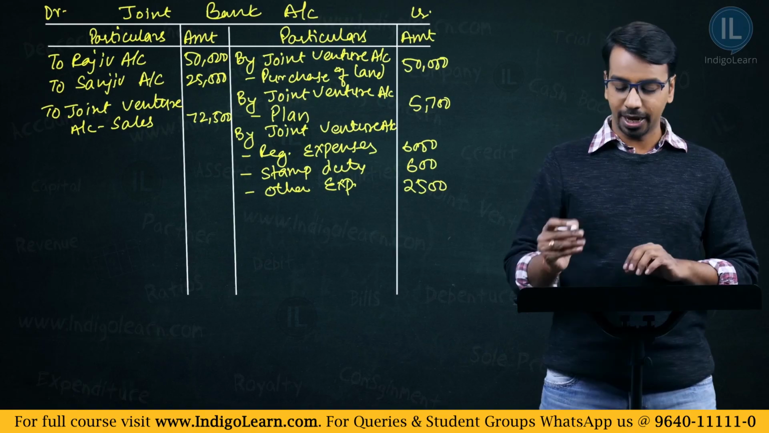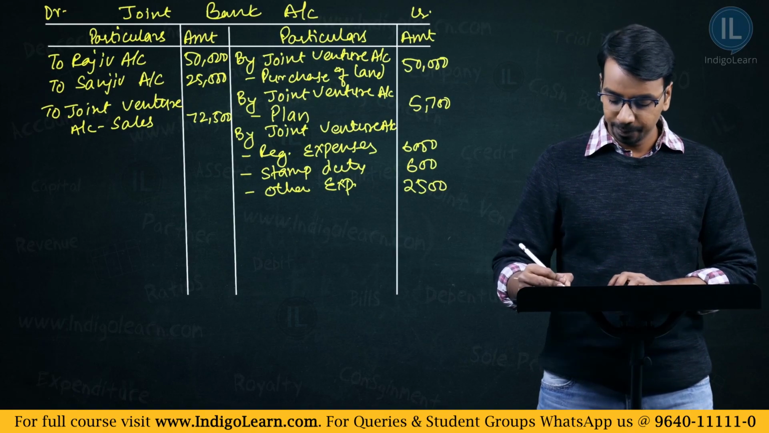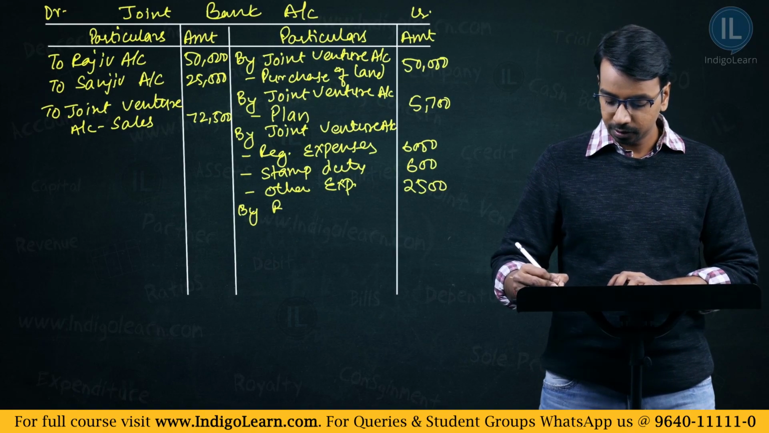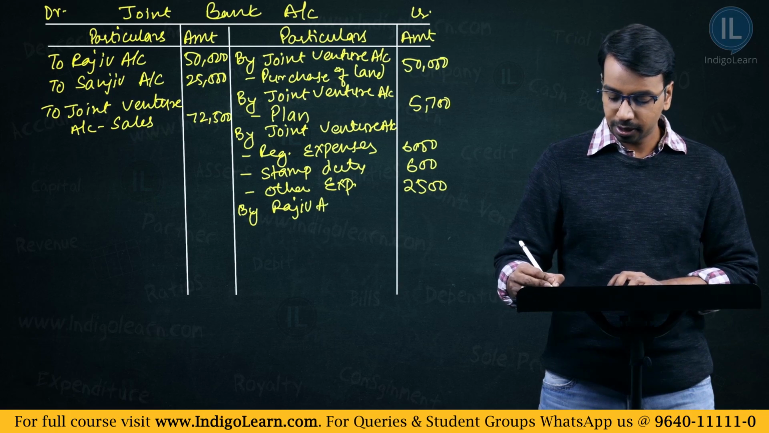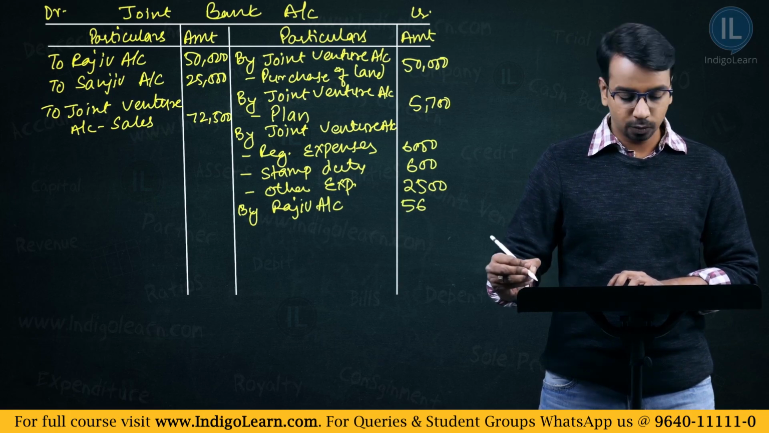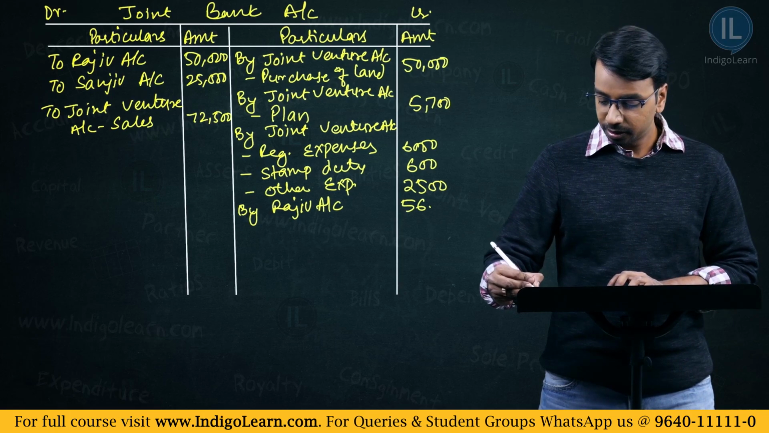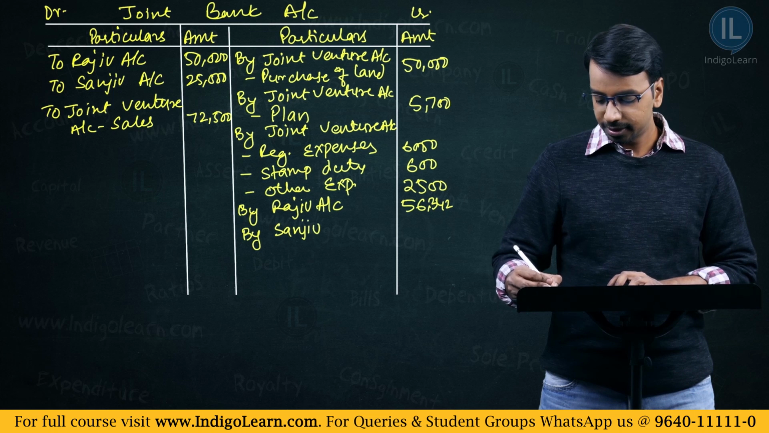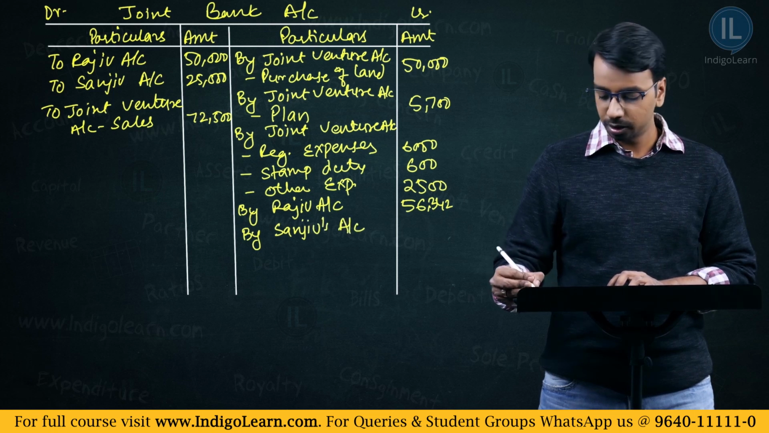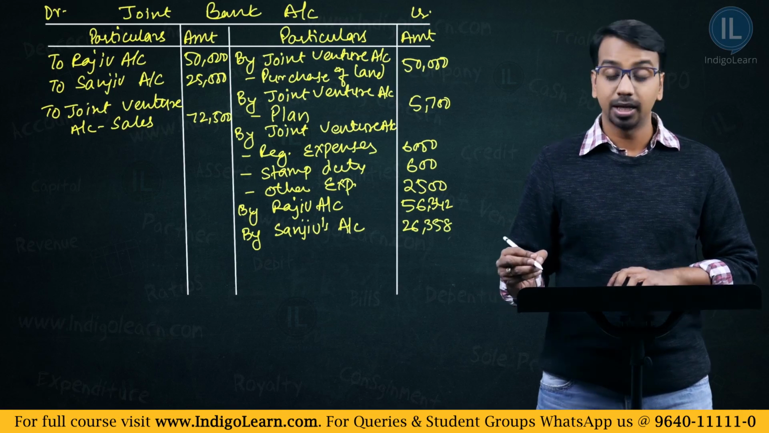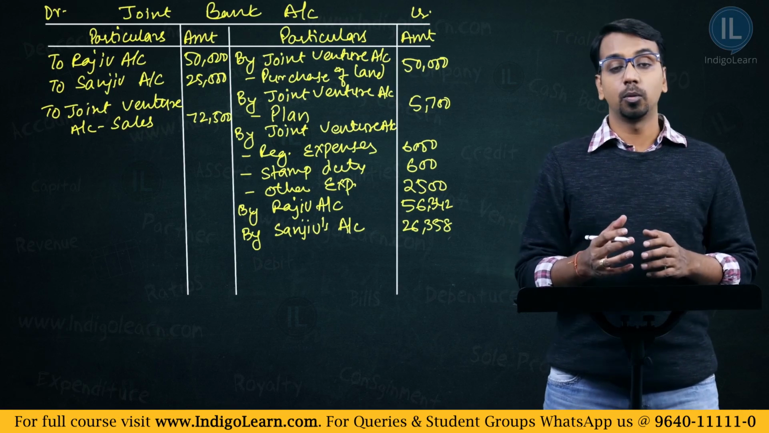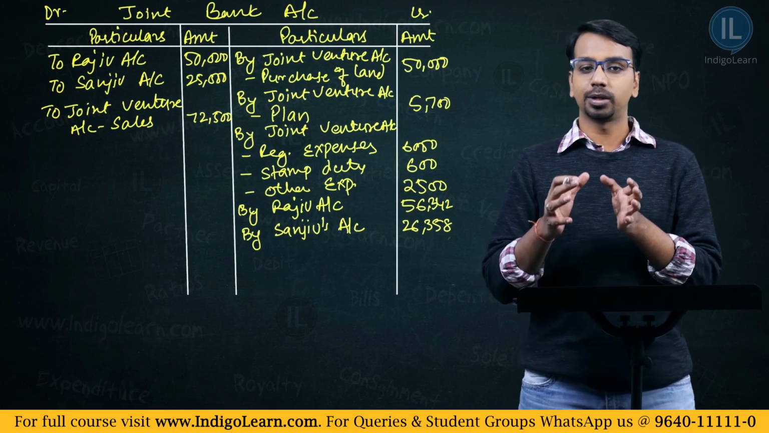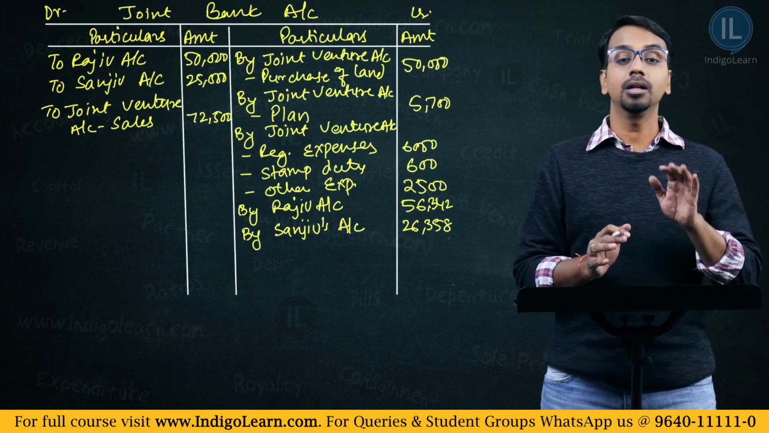The 56,342 and 26,358 will be credited to the joint bank account. And what will be the entry for that? In joint bank account you can say by Rajiv's account 56,342 and by Sanjeev's account 26,358. Now like in the earlier problem, the total of both sides would tally and there will be no balance left in the bank account.